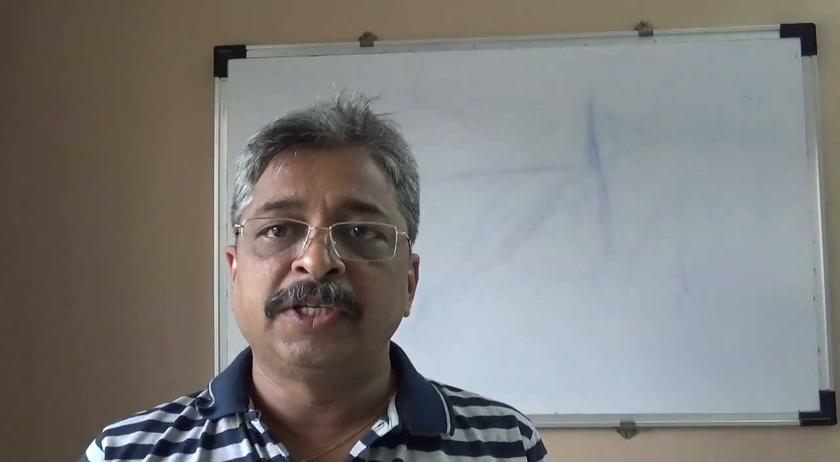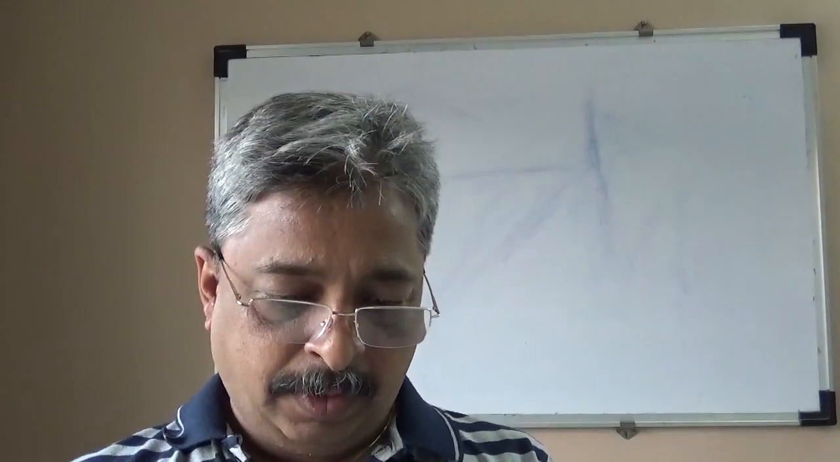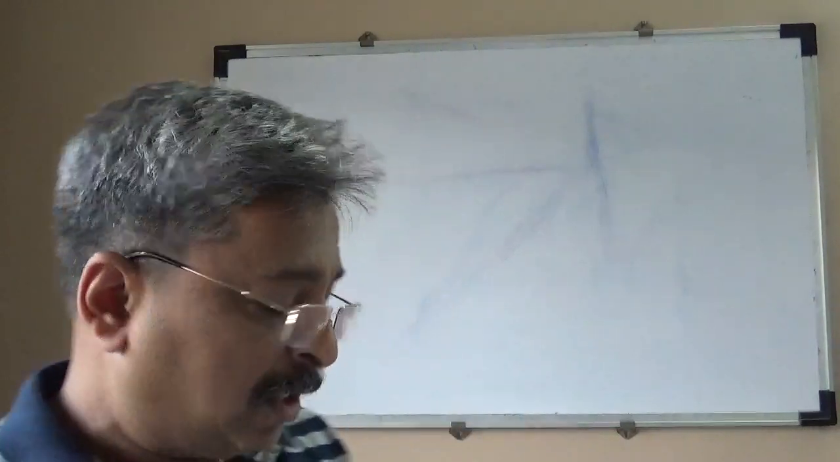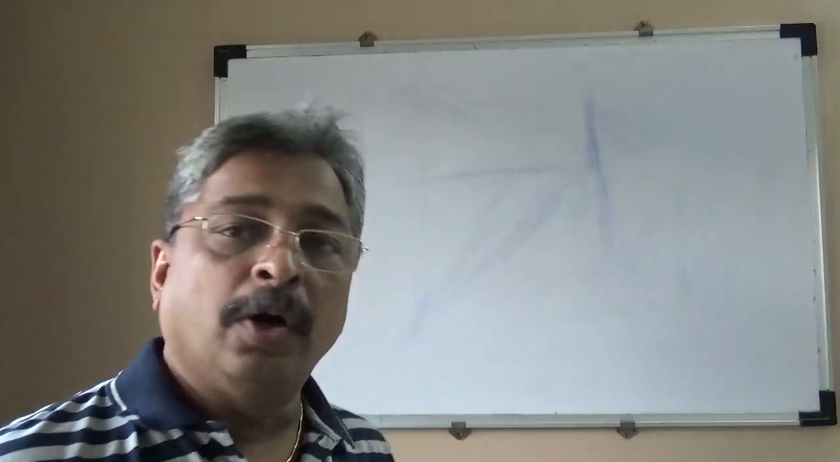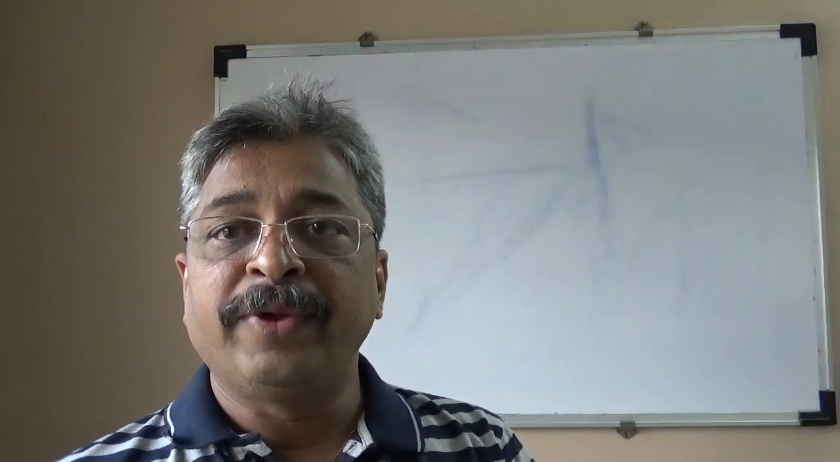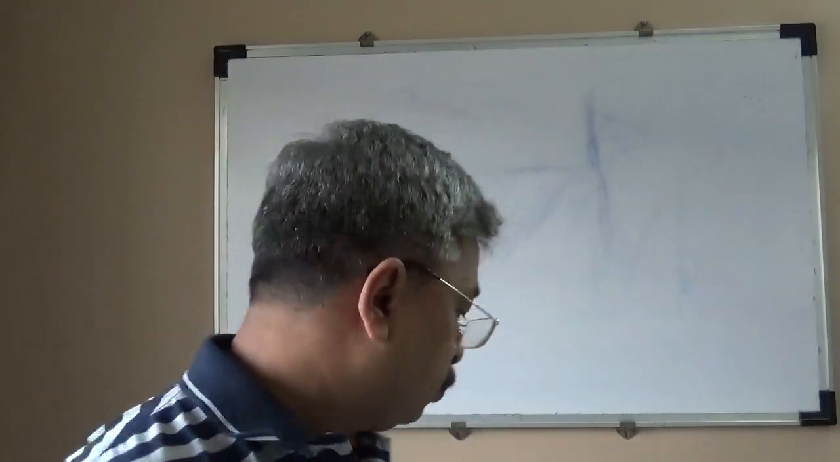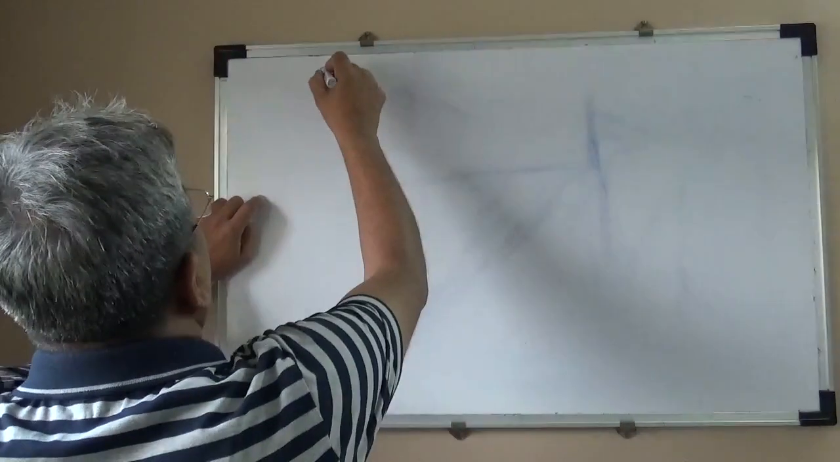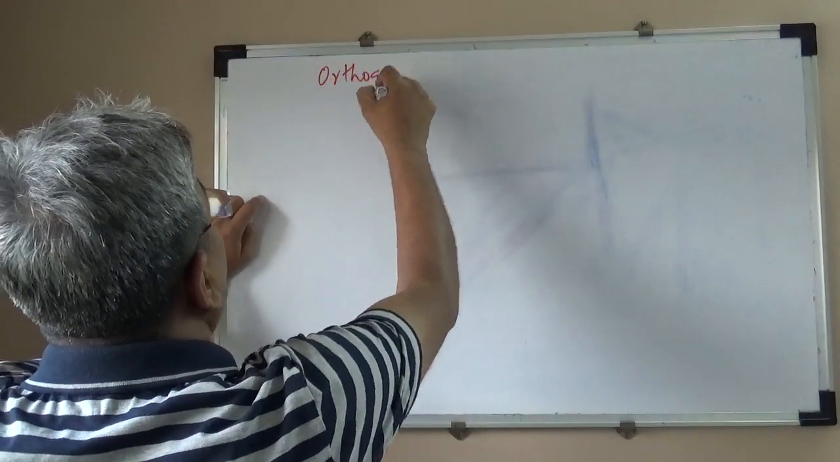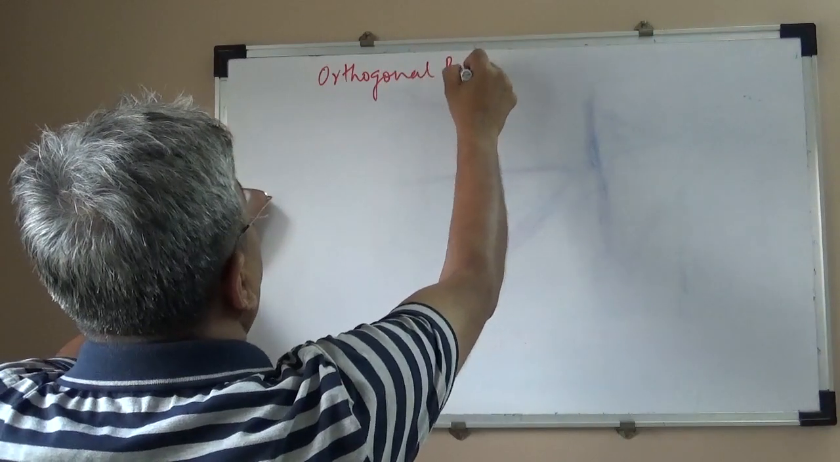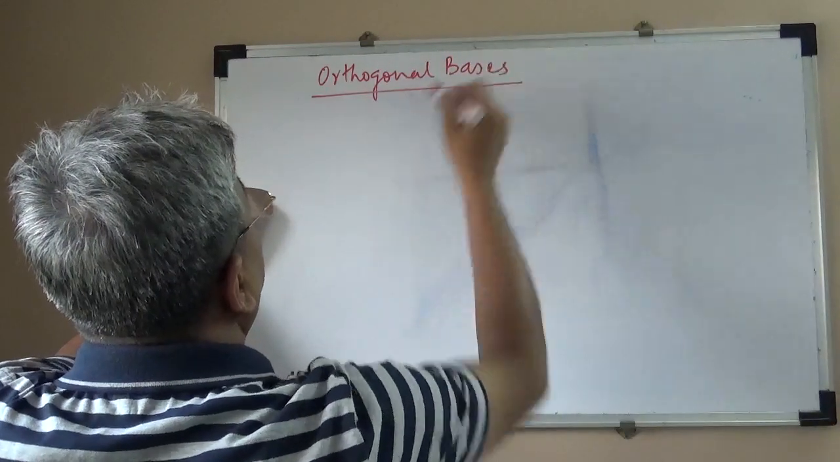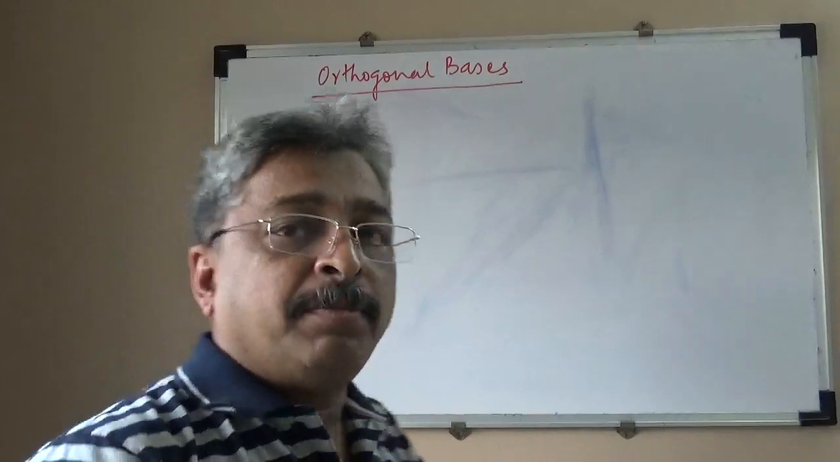Okay, this is going to be lecture 7. This is where, for the first time, we are going to create a system of 3 vectors which are orthogonal to each other. So, orthogonal basis. Now what do we mean by basis?